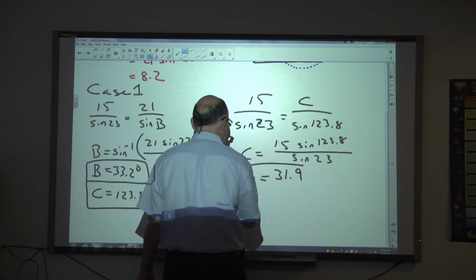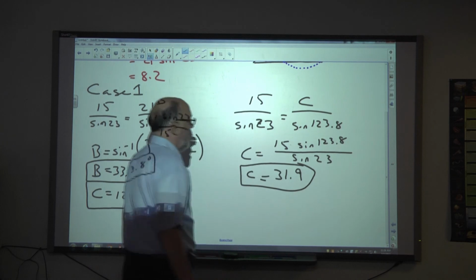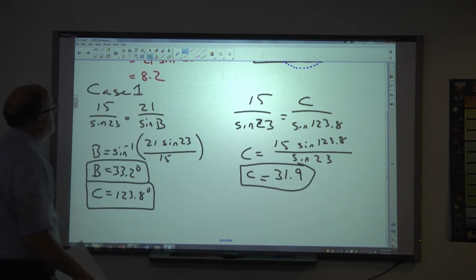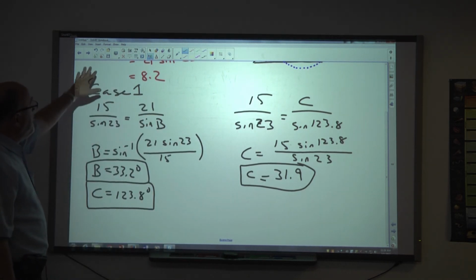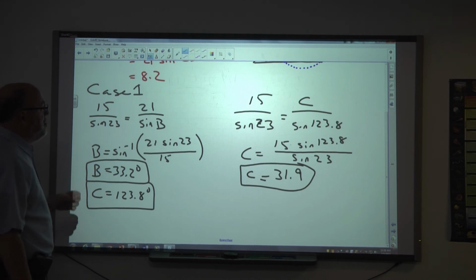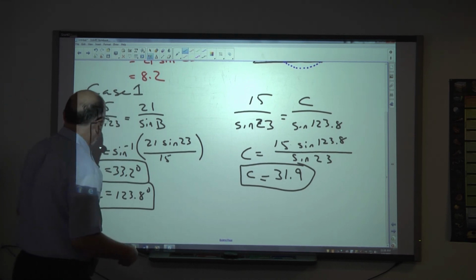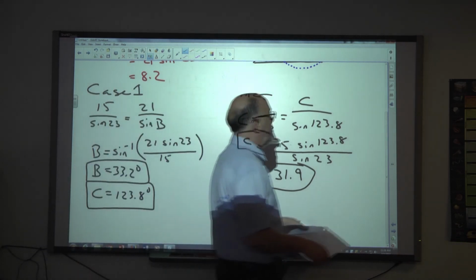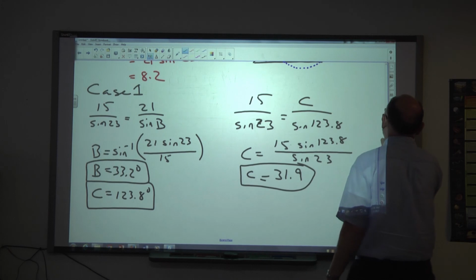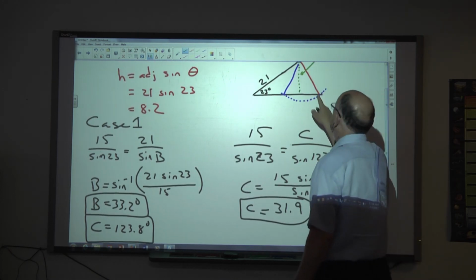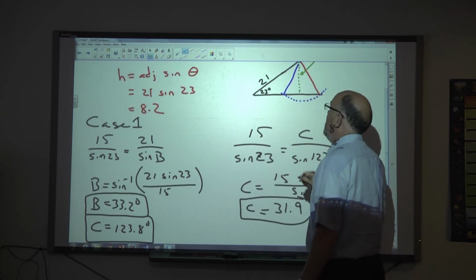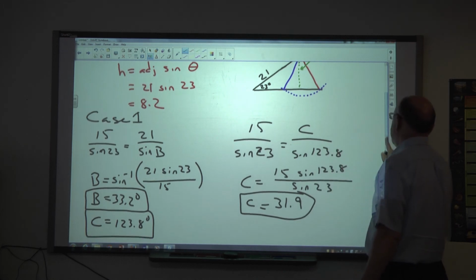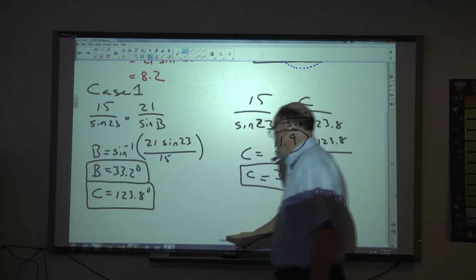So that is everything in regards to case 1. Now we've got to go to case 2. The given information is actually the same for both triangles, right? And also the way it works is that the first angle which we found, which was B, and this angle here have to be supplementary, which means they have to equal 180.